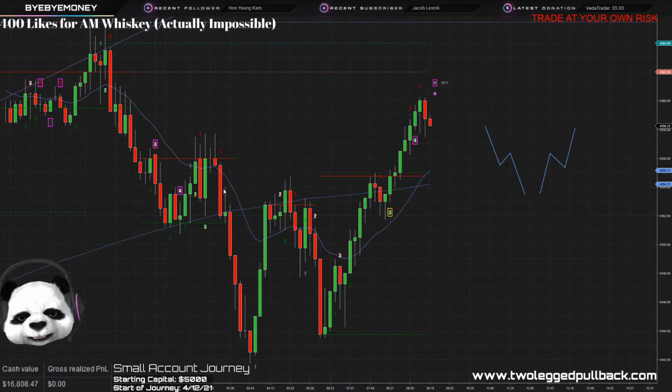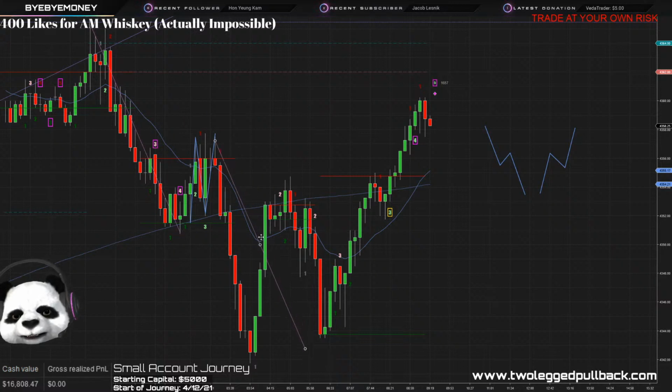For instance, right here, two-legged pullback. Actually had a nice H4 here, bounced off the 240 SMA with the H4 overnight, and it made a nice little scalp here. But notice right after that was a two-legged pullback. A, B, C. Two-legged pullback enough to make a point here. Right after that, there was another two-legged pullback. A, B, C with an excellent signal bar, making a nice swing down here. Possible measure move.